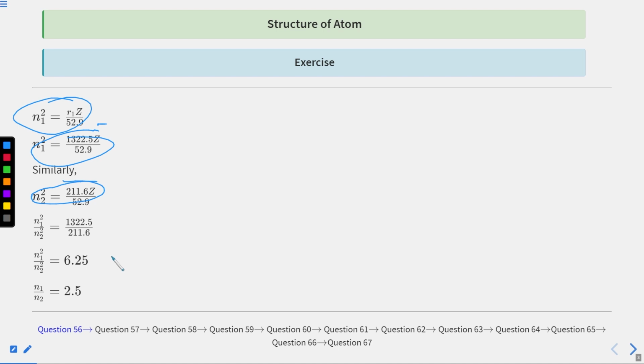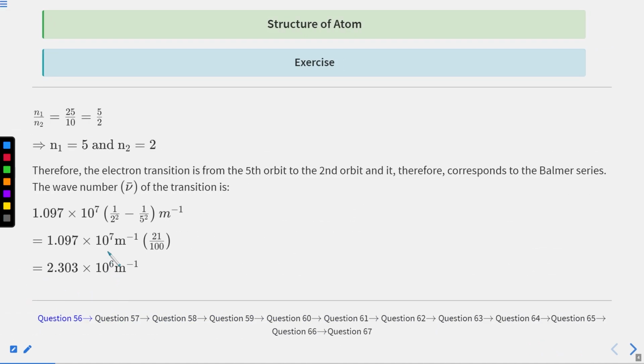Next, we have to find the wavelength if the transition takes place from n1 to n2. How will we do it? They have taken the ratio of n1 to n2 and used it directly in the formula. This ratio comes out to be 5:2. So n1 is 5 and n2 is 2.